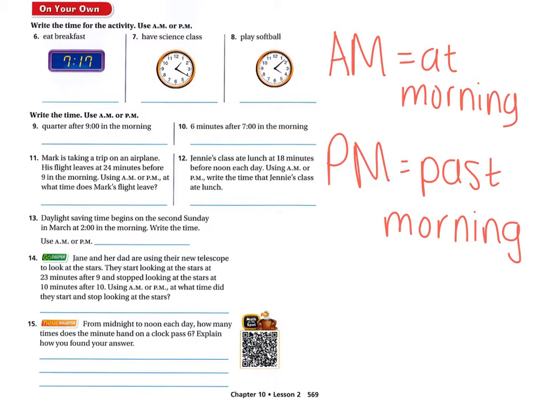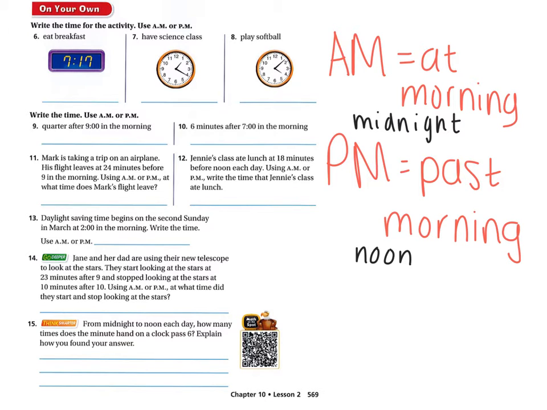So for AM, when we say at morning, we mean from midnight all the way until 11:59 a.m., which is around lunchtime, just a minute before noon. So all of those times within that window are going to be AM. And then PM is from noon all the way until 11:59 at night before the clock strikes midnight. So please keep this in mind as we review this page. I might be saying at morning or past morning. AM and PM don't actually mean those things, but this will help us.